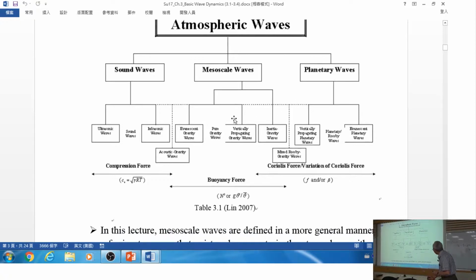Under the sound waves, you have ultrasonic waves, then infrasonic waves, and then sound waves. So you have these two extremes, and then you have the pure gravity waves. That includes two different types. Don't worry about it, I'm going to explain it, so we are going to learn it.